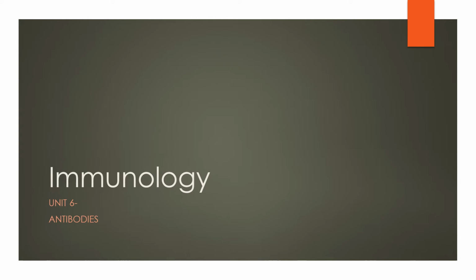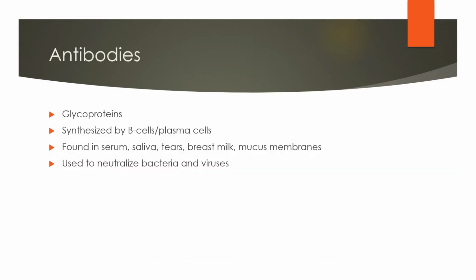All right, now that we've finished talking about antigens, it is logical to talk about antibodies. So welcome to Unit 6. So our third line of defense is the production of antibodies, also known as immunoglobulins. These are glycoproteins or gamma globulin proteins synthesized by our plasma cells or B cells. They can be found in tears, saliva, blood, or plasma, and they are used by the immune system to neutralize viruses and bacteria.